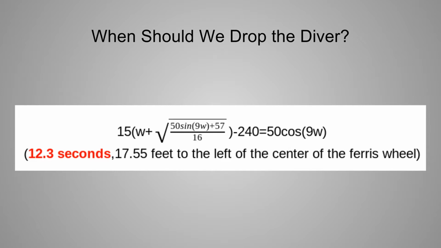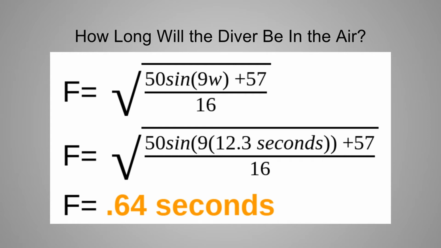We get this from 15 parentheses W plus square root of 50 sine 9W parentheses plus 57 divided by 16 minus 240 is equal to 50 cosine 9W. Okay. The diver will be in the air for 0.64 seconds after being released. To solve this, we need to input the 12.3 seconds into our equation for the amount of time the diver will fall.